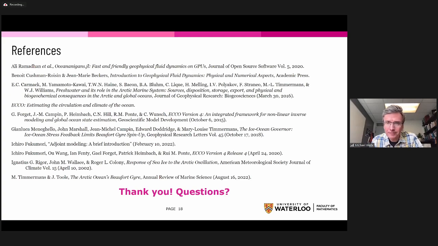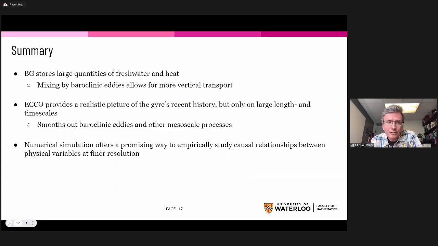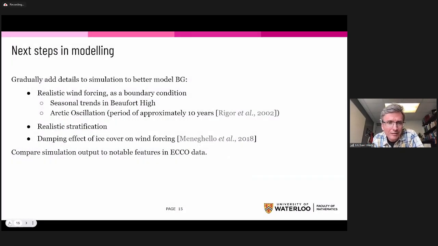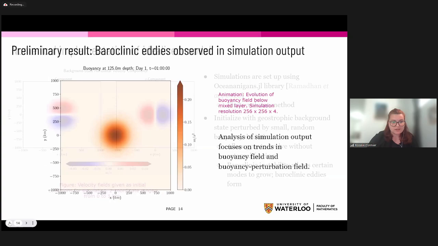If anybody has any questions, you can type them in on the Event Mobi Q&A box. So maybe while people in the audience are thinking about that, I will ask a question. You mentioned more realistic boundary conditions in future work, but what were the boundary conditions that you used in the simulation you showed? I'm sorry if you mentioned it, I might have missed it. No, I didn't mention.